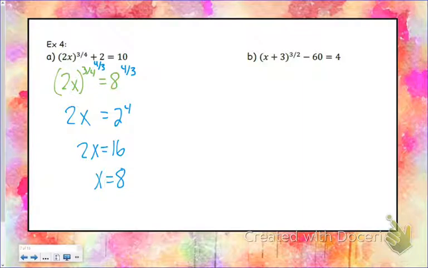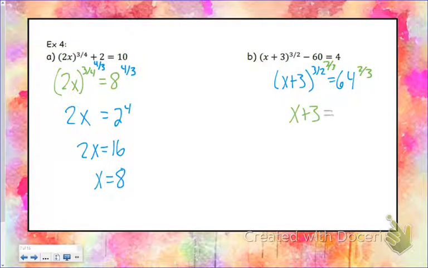All right, then looking at B, similar problem, similar process, get the exponent part by itself. Okay, use our reciprocal exponent, so I'm going to raise this to the 2/3. So x plus 3 is equal to the cube root of 64 squared, which is 16. So I get that x is equal to 13.